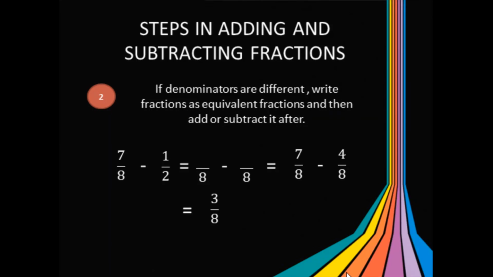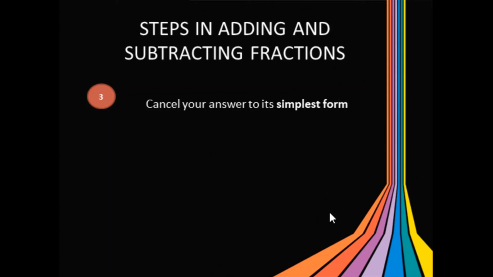Alright? Again, if our denominators are different or not the same, first thing you do is find their common denominator, change the fraction, you divide and multiply before you add or subtract. Okay, let's go to step 3. Cancel your answer to its simplest form.